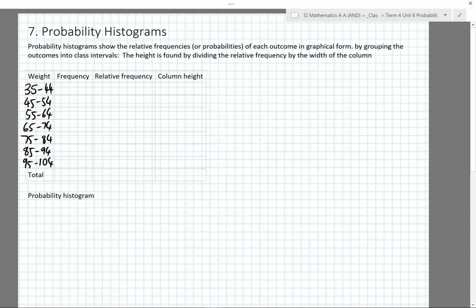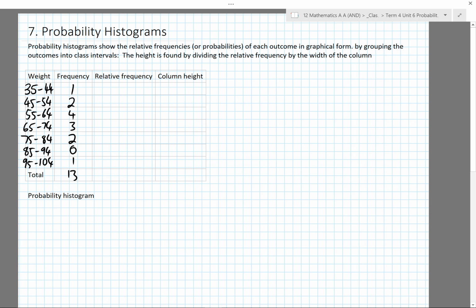So notice in our class intervals we end on 44 and then start on 45. That's so if someone weighs 45 kilos, we know which row to put them in. If we had 45 and 45, we'd be in trouble. If we started at 45 and ended at 45, we wouldn't know which one to put them in. Okay, so this is the data that we had.